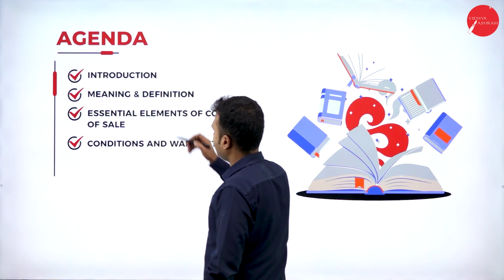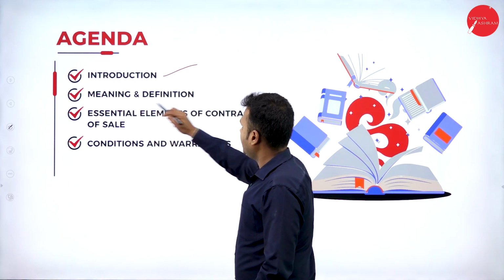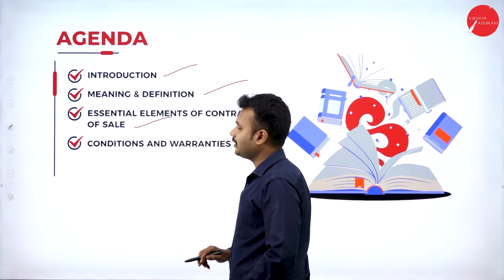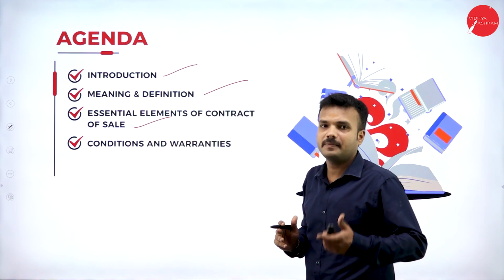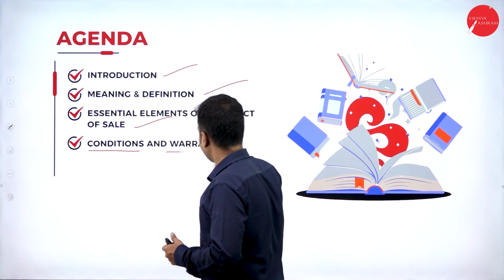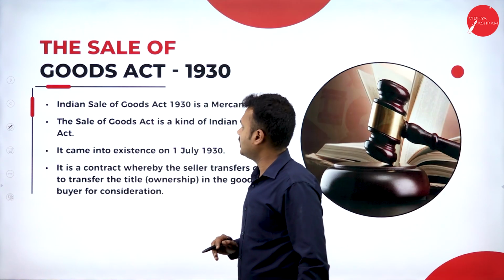We are going with the concept of introduction to the Sale of Goods Act 1930, meaning and definition of the act, essential elements of a contract of sale. So there are a few essential elements that must be considered according to the Sale of Goods Act, conditions and warranties. These are the important topics that we need to cover in today's session.